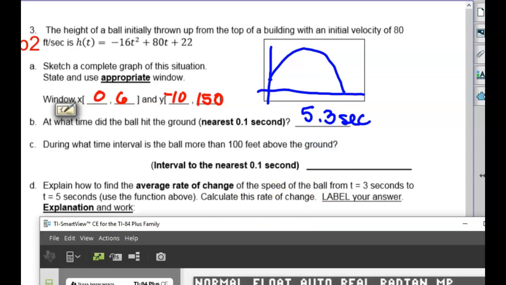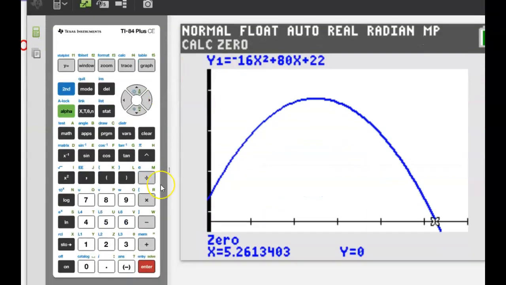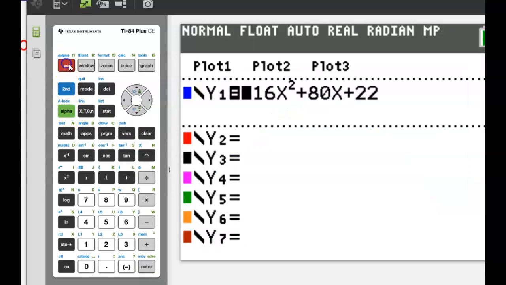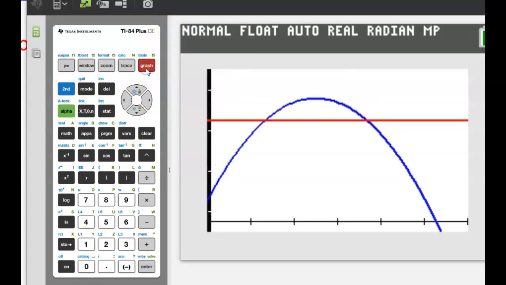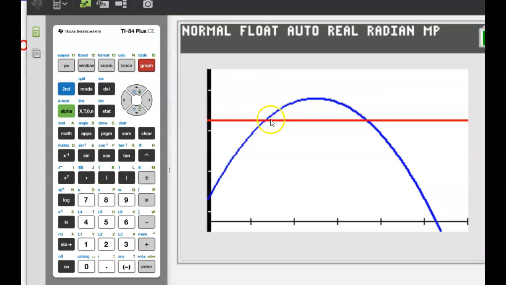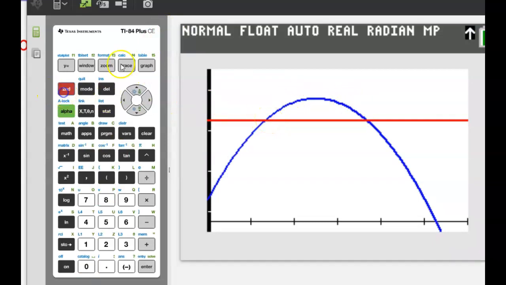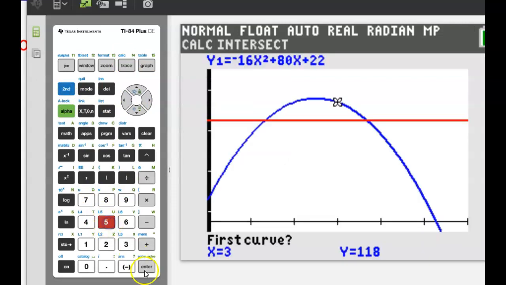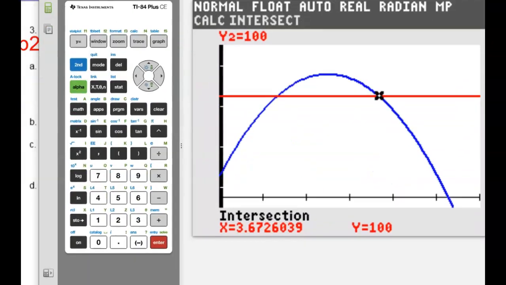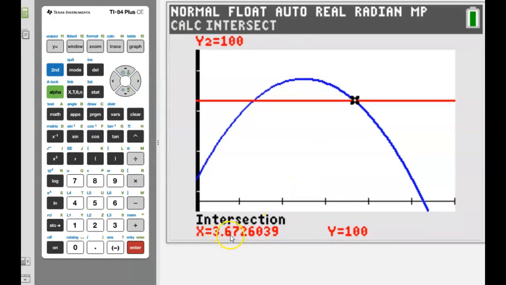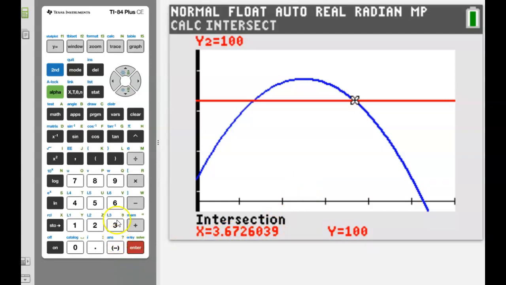How are we going to figure that out? There's a better way than just tracing. Do you remember what we did? Yeah, if we put y sub 2 as 100, then this graph is showing when it's more than 100. And to find those intersection points, yes. Choice 5, enter, enter, enter. So 3 point, and we're supposed to round to the nearest tenth, yes? 3.7 that would round to.